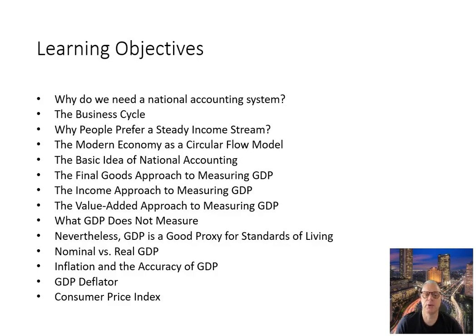Then we will start going into the nuts and bolts of calculating GDP. And the basic idea is embedded in the modern economy as a circular flow model, which is something we have already talked about earlier, at least a little bit. Then we introduced the basic idea of national accounting. And when it comes to calculating GDP, there are three ways of doing it. There's the final goods approach, or it's also known as the expenditure approach. Then there's the income approach and the value added approach. They all lead to the same result.